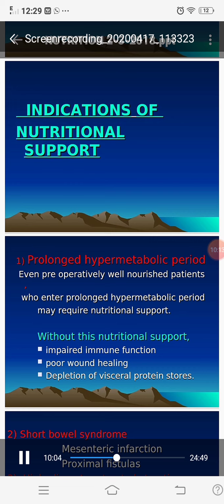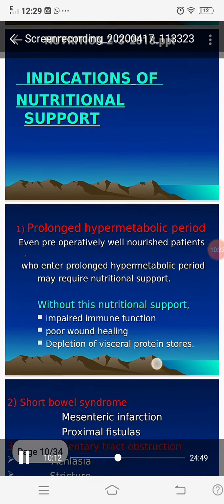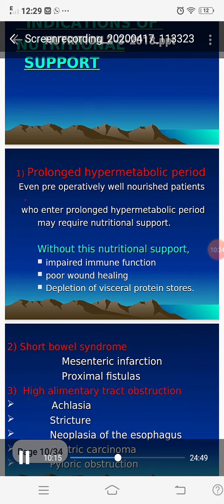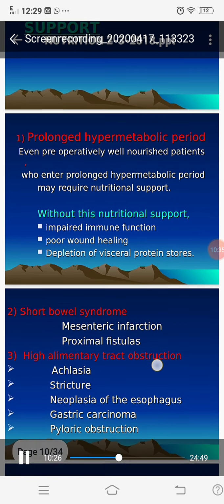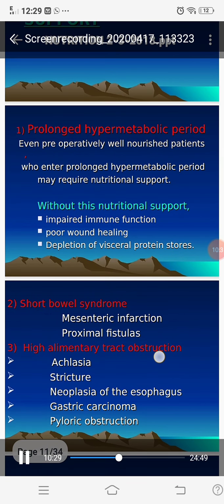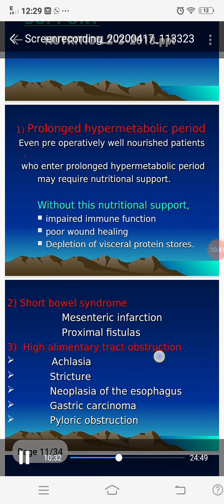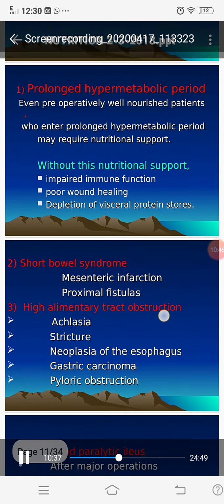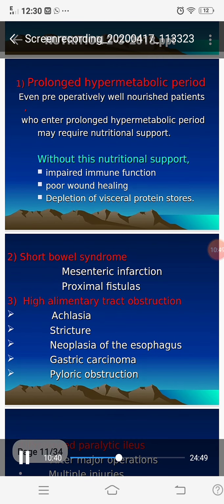So indications are prolonged hypermetabolic period. Even a pre-operatively well-nourished patient who enters a prolonged hypermetabolic period may require nutritional support. Without this support, definitely immune function will be compromised, wound healing will be compromised, and if both of these things are compromised and there is no good protein bulk in the body, then of course the visceral protein reserves are used for these purposes and the body requirement. So prolonged hypermetabolic period. Second is the short bowel syndrome like mesenteric infarctions and proximal fistulas.